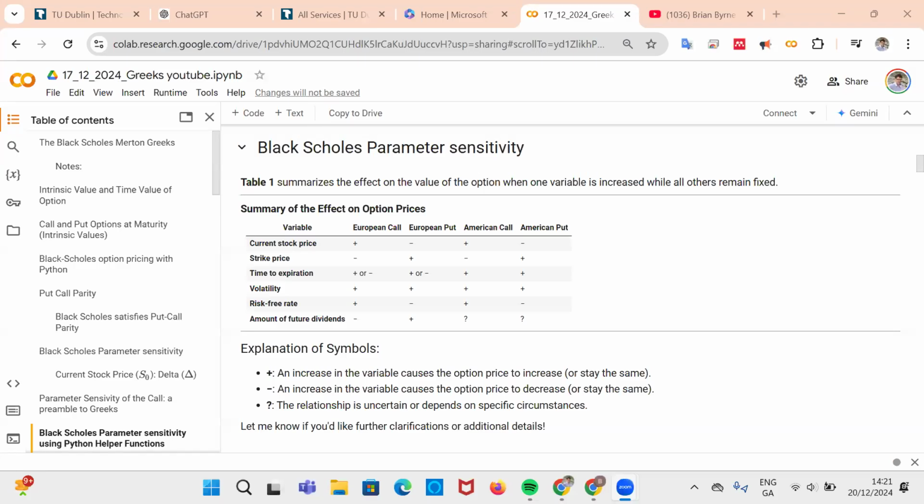Okay, so in this video clip, we will take a look at how parameter sensitivity actually represents a foundation for understanding the Black-Scholes-Merton Greeks. So essentially, when we talk about parameter sensitivity, we're looking at the extent to which a change in the underlying set of input parameters has an impact on the value of the option.